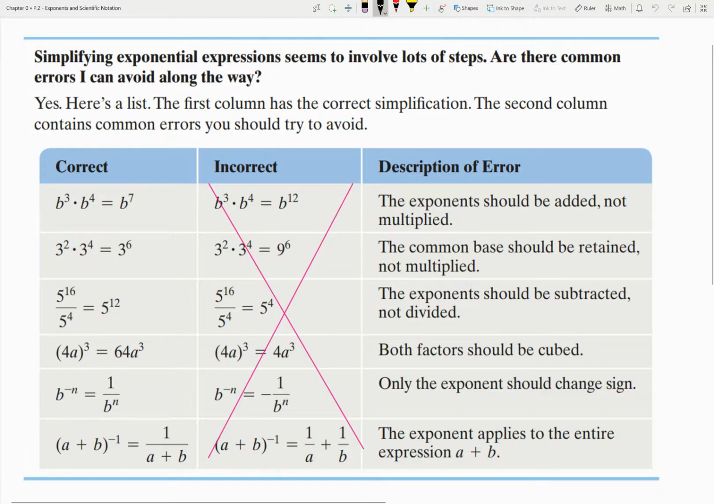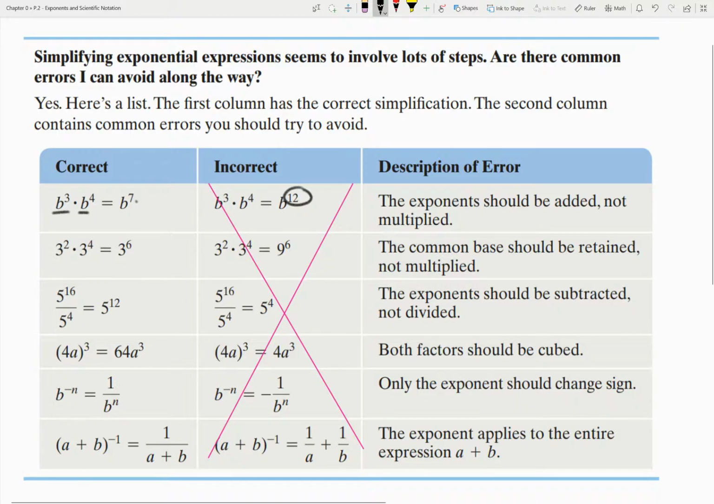Simplifying exponential expressions involves a lot of steps. Are there common errors that you can avoid along the way? Yes, of course there is, and the textbook here has the list of the common errors. So the first column has the correct simplification. The second column is the common error to avoid. So first, the correct thing to do is to add the exponents together, right? Same base, add the exponent. It's typical for some people sometimes to forget that and multiply.